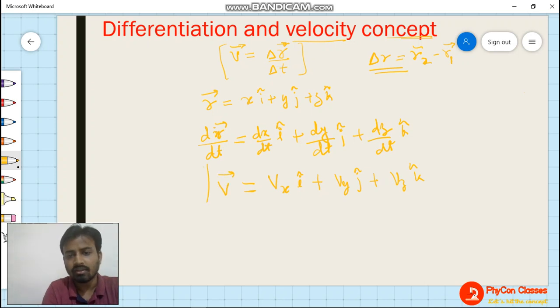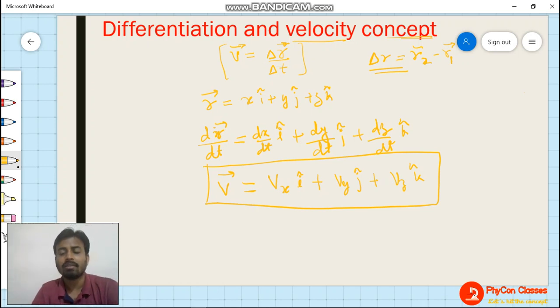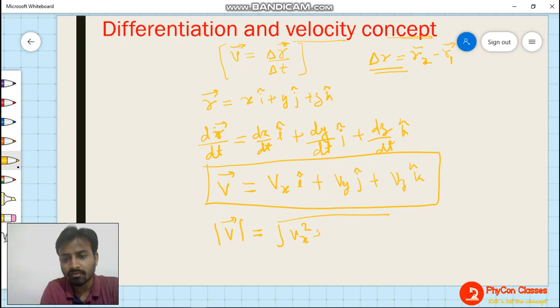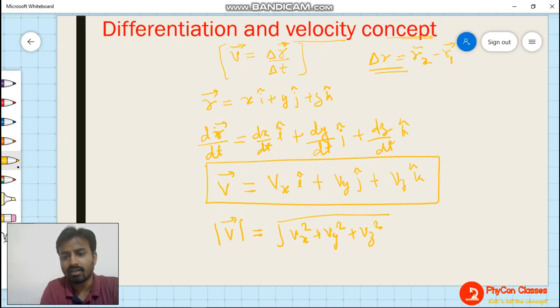Clear? Now this is our formula, that velocity can be written in terms of the components of velocity in x, y and z direction. Now if you want to find the magnitude of velocity, the formula is going to be root of Vx square plus Vy square plus Vz square.